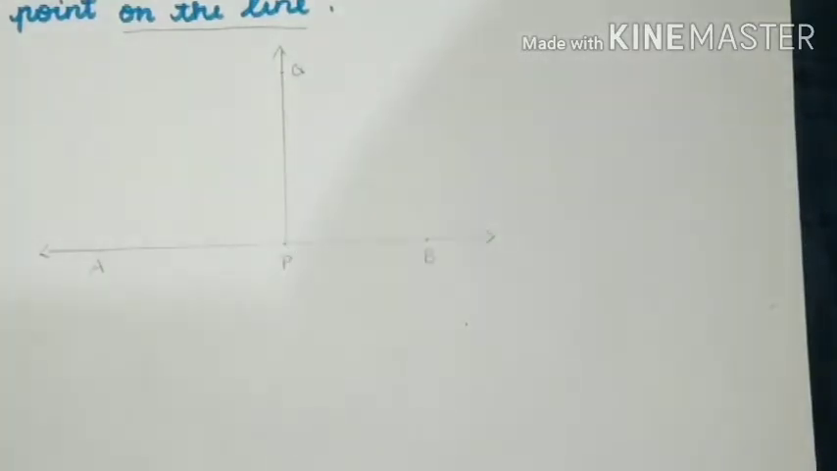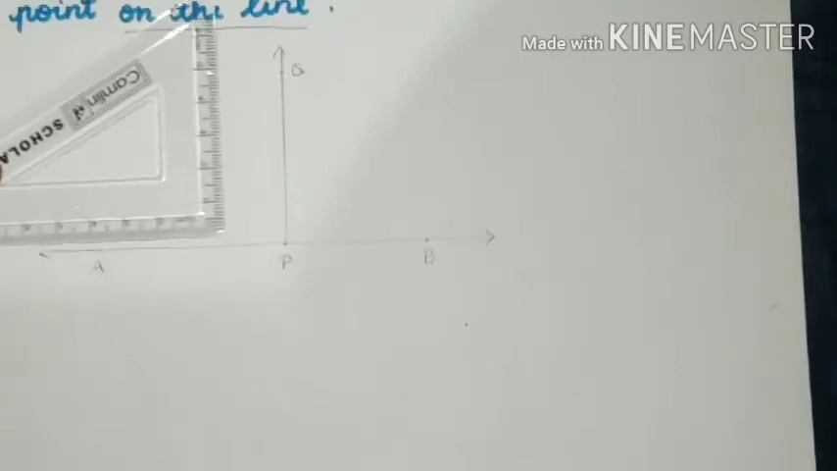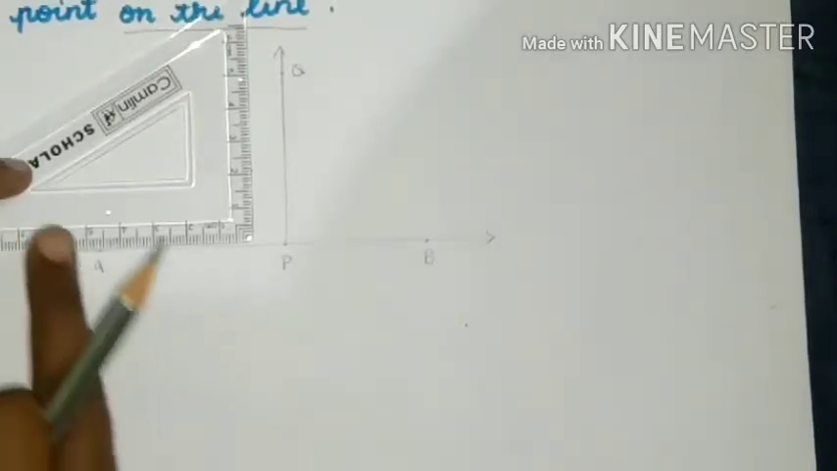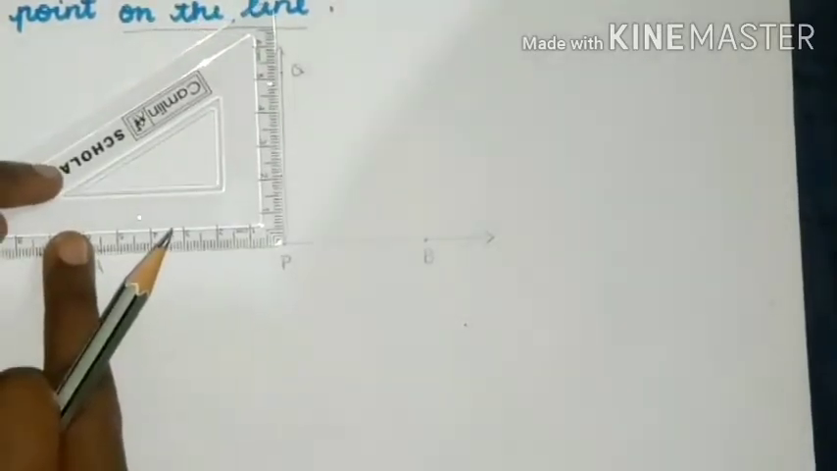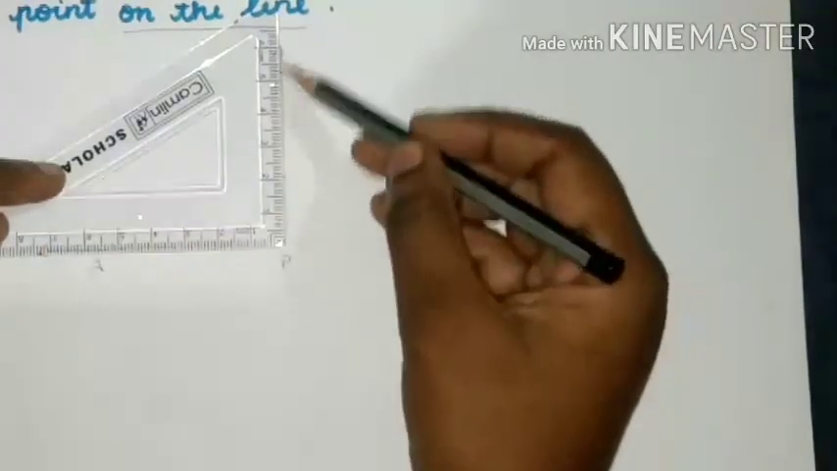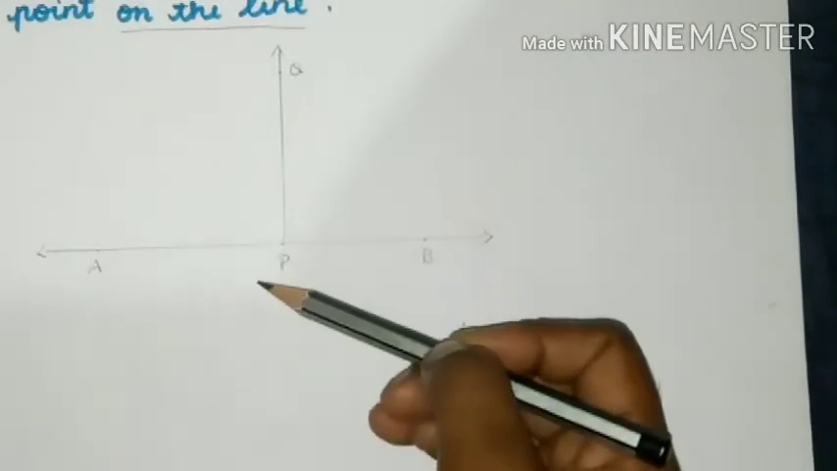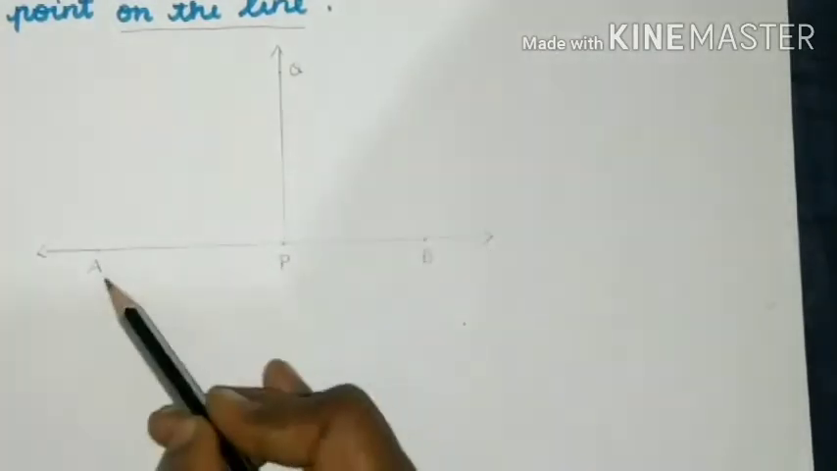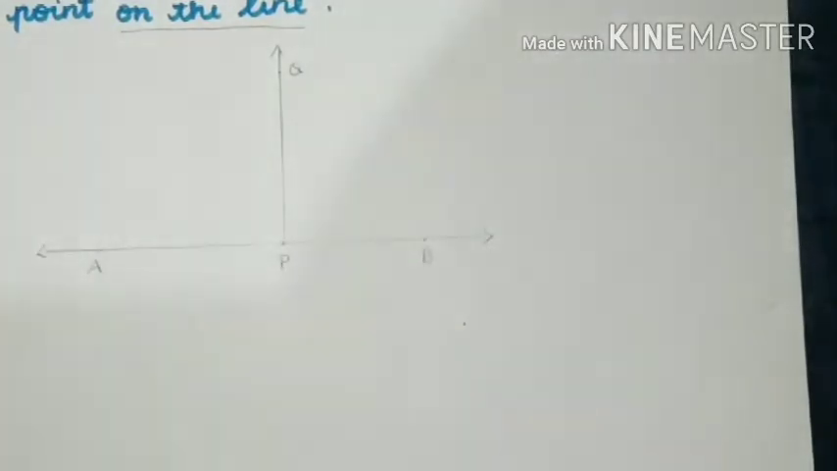Then you have to use the set square to draw the perpendicular line. Place the set square on the line. Then gently move towards the point P. Then draw the line PQ. This line shows that PQ is perpendicular to AB.